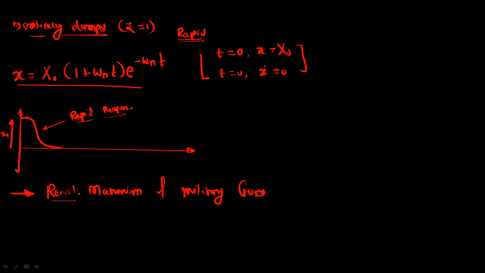Okay, and the next system, which is an underdamped system, where zeta is less than 1. So actually, I have given this as a homework in the last lecture. I hope you have solved this. So those who have solved this, you can check your answer.